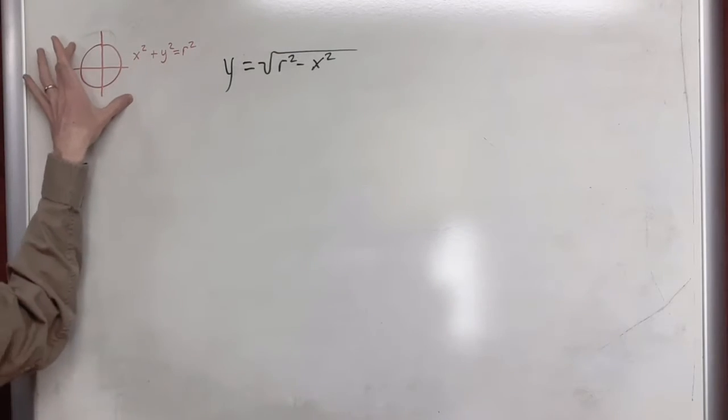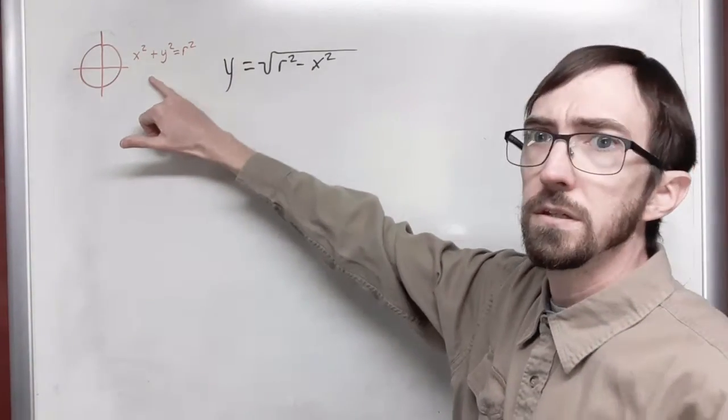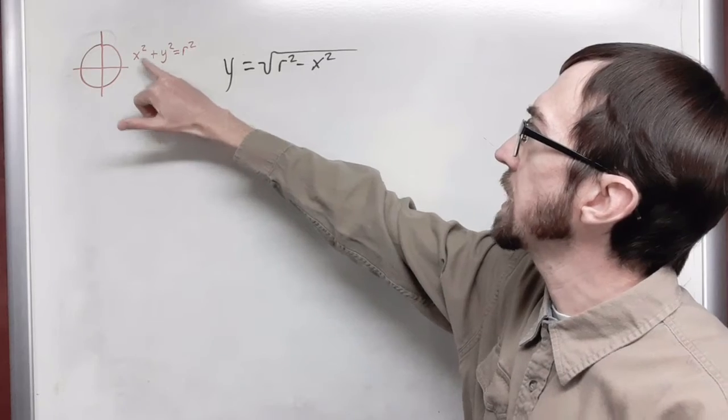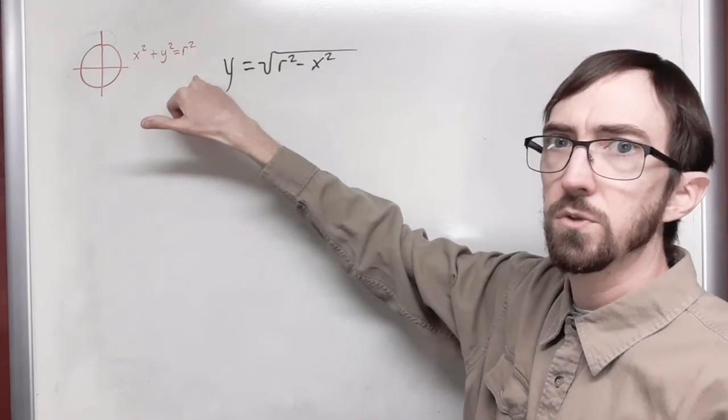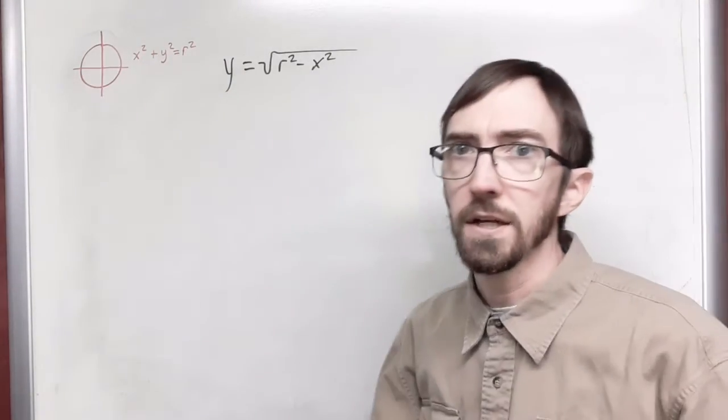Starting with a circle centered at the origin, we have that the equation for this will be x squared plus y squared equals r squared. This is not a function. It fails the vertical line test.